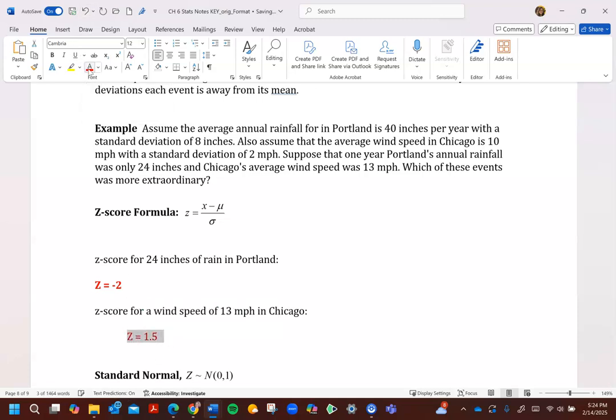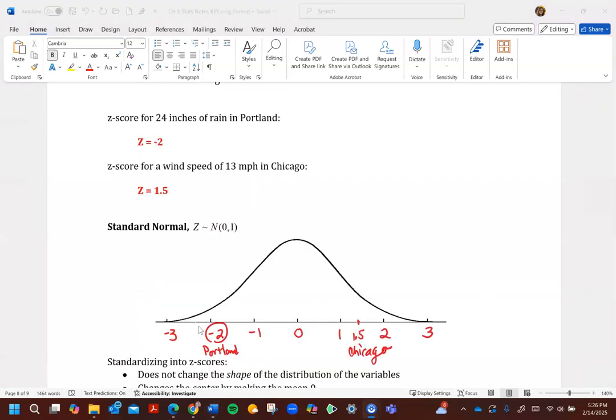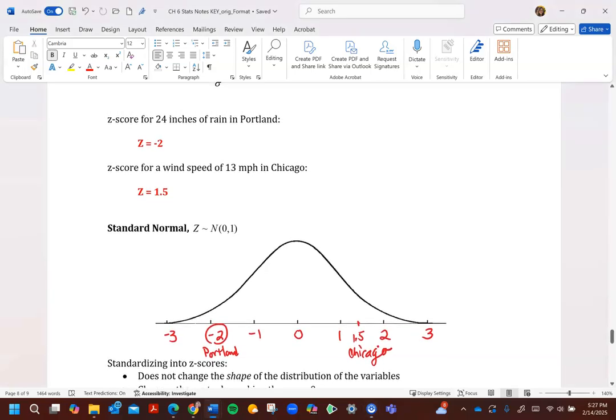So what we're looking at is which one's further from the mean. And we can have a visual here to see that the -2 z-score is further from the mean. So Portland would be further than Chicago, the z-score of 1.5. The mean, when we have z-scores, is, remember, at 0. And standard deviations are 1 unit. So this shows that Portland had the more extraordinary event.